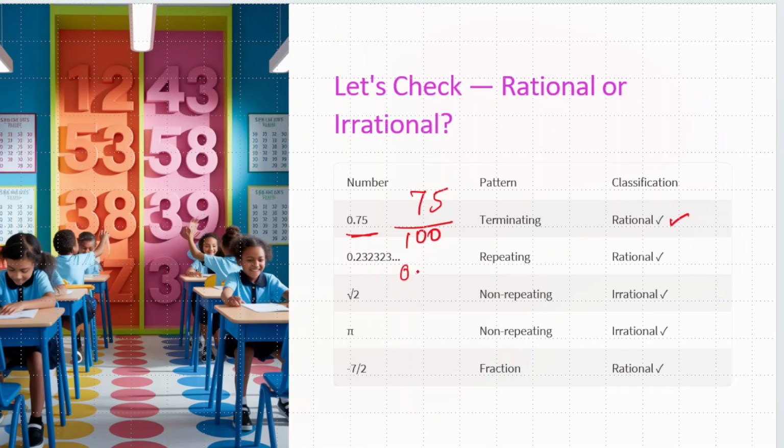0.232323. How is it written? 0.23 bar. What is repeating? 23 is repeating. Right? So the number is rational. What kind of decimal expansion? Non-terminating repeating. Non-terminating means it will not stop but repeating. Okay. Root 2. Root 2 is an irrational number. Right. Pi. Pi is also an irrational number. Minus 7 by 2. That is a rational number.